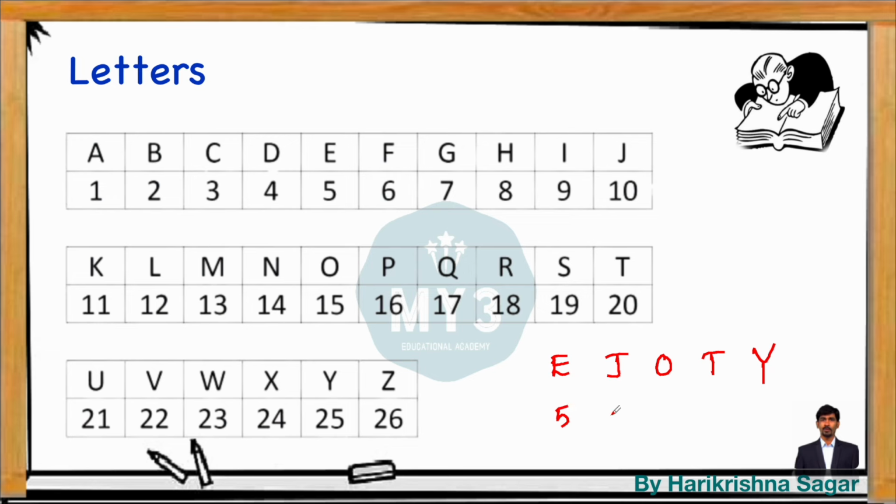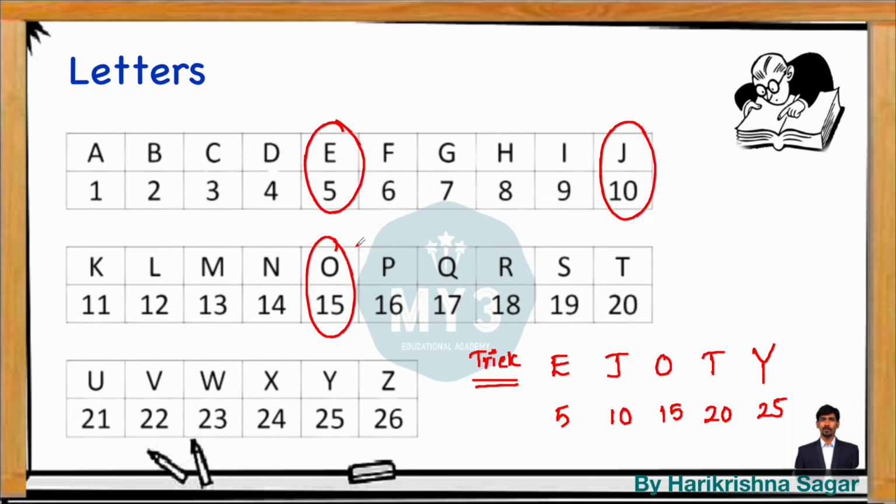E-J-O-T-Y. E indicates 5, J indicates 10, O indicates 15, T indicates 20, Y indicates 25. So at least use this trick to figure out the alphabet positions. So E, J, O, T, Y will indicate the 5 multiples. So how are these going to help us in getting the alphabet positions?